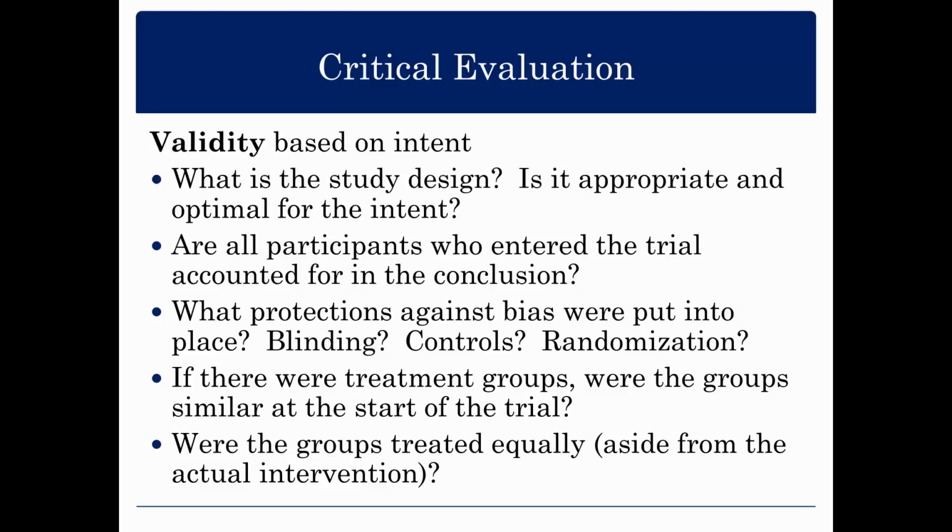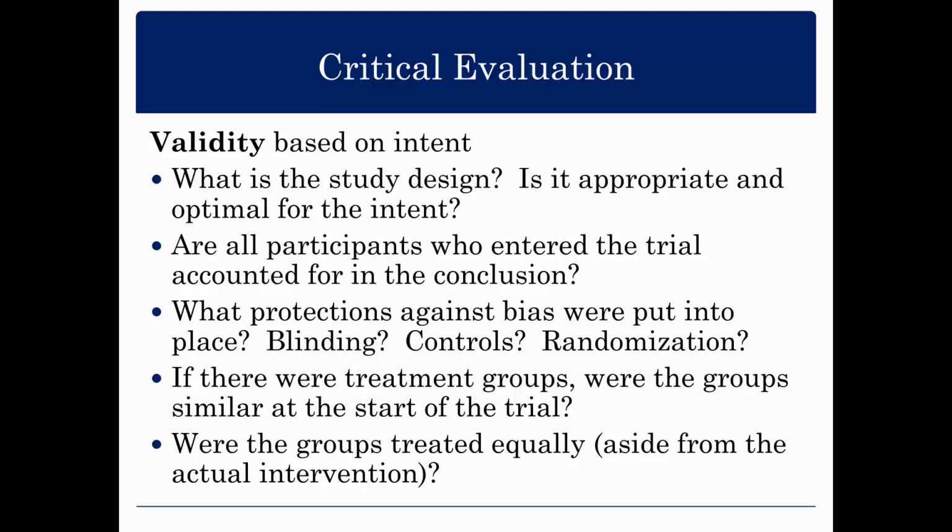What protections against bias were put into place? Did they incorporate blinding, any control groups, or randomization? Part of the Consort guidelines requires you to state in the title of your study that this was a non-randomized something. So if you randomized, the term randomized has to be in the title. If you had a control, that has to be in the title. If you blinded, it has to be in the title.